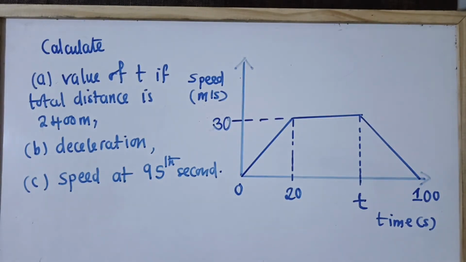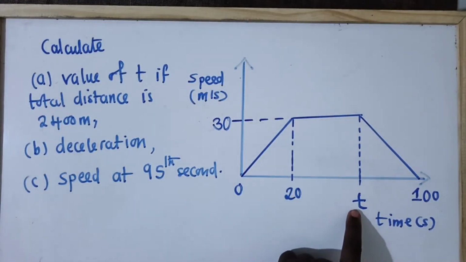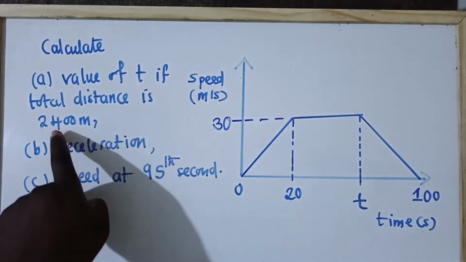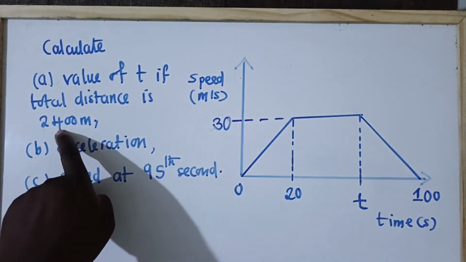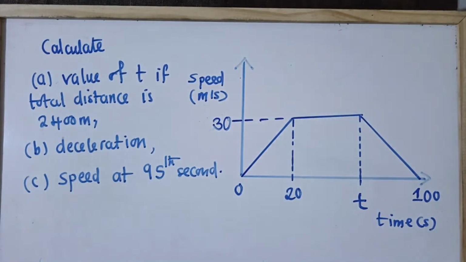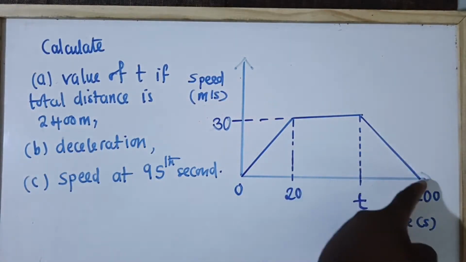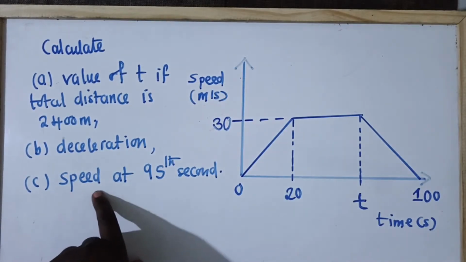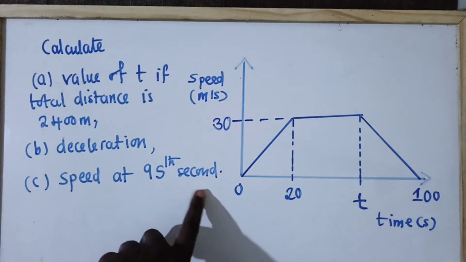Evening. All right, so for this question right over here, we need to calculate the value of t. If the total distance is 2,400 meters, we also need to find the deceleration down here. And lastly, we calculate the speed at the 95th second.